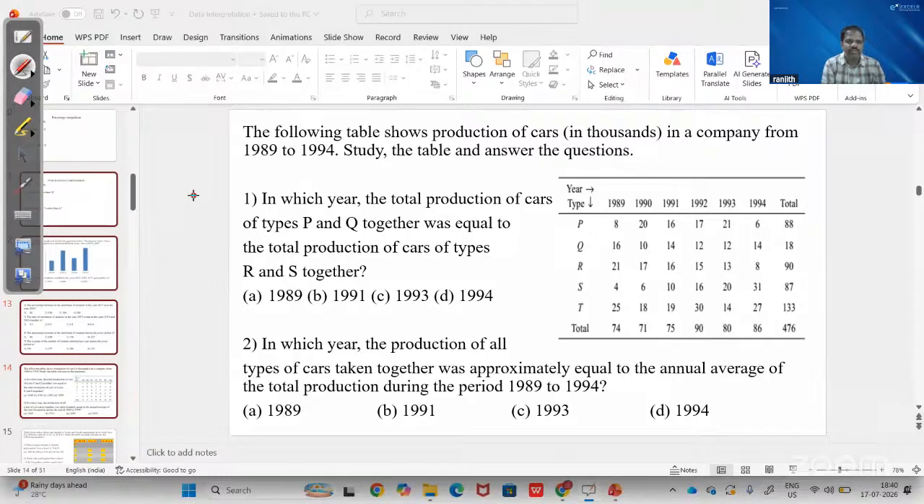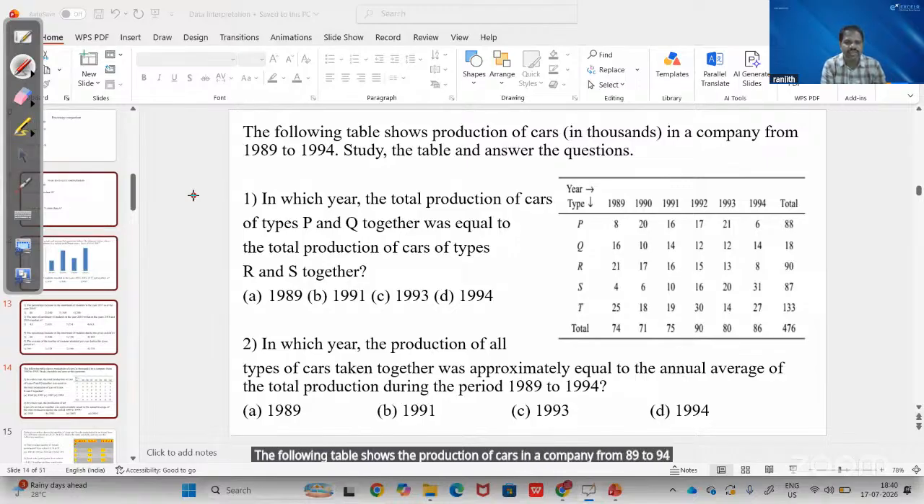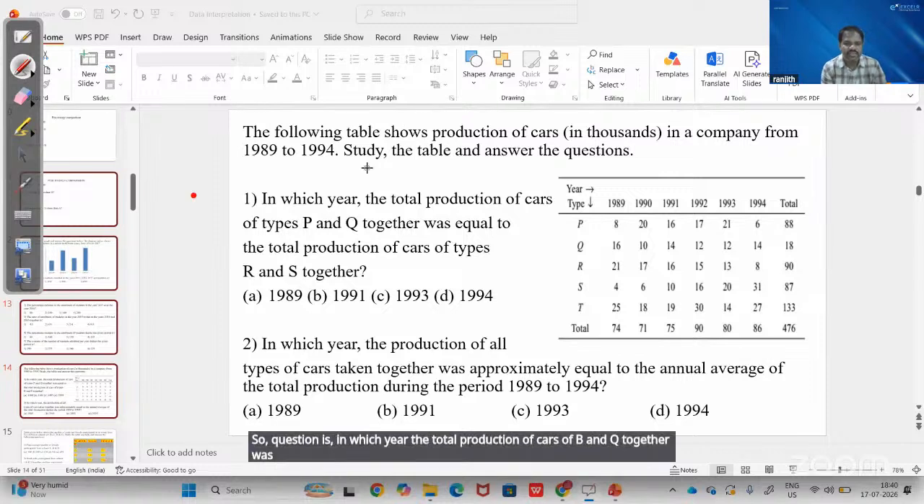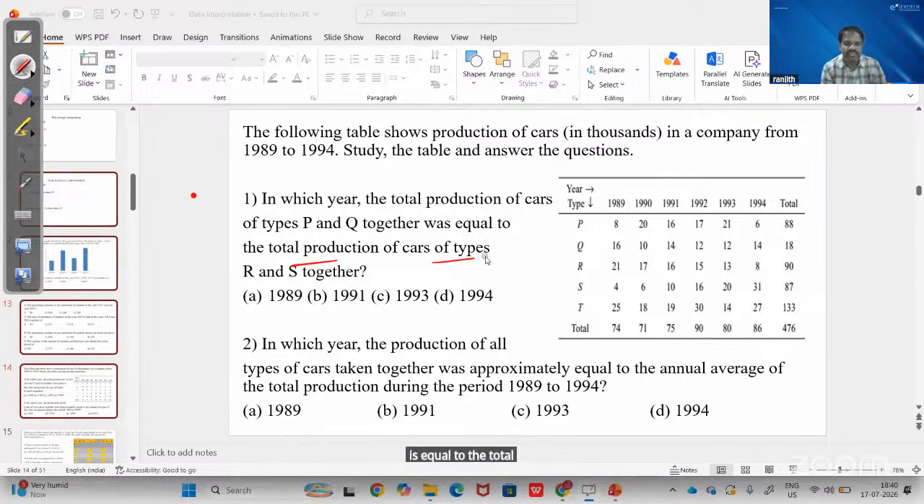The following table shows the production of cars in a company from 89 to 94. Study the table and answer the question. Can you please tell me the answer for the first one? The question is: in which year was the total production of cars of P and Q together equal to the total production of cars of R and S? P and Q is equal to R and S.